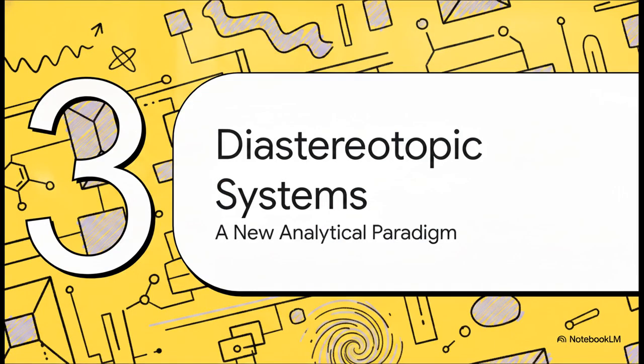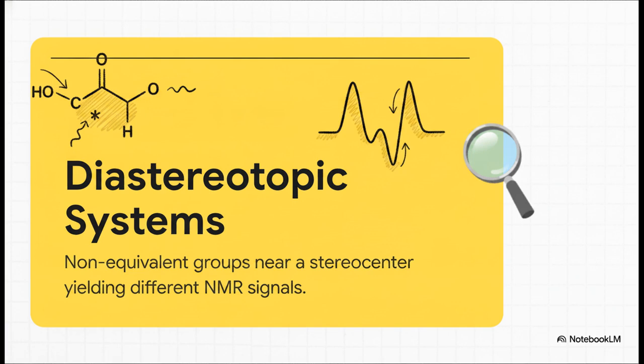Section 3. Spotting diastereotopic systems. Let's see how this creates a totally new paradigm for our spectral analysis. Well, the usual suspects for these trapped protons are diastereotopic systems. This happens when you've got 2 similar groups, like 2 hydrogens on a single methylene group, sitting on a carbon that is right next to a stereocenter. Because of that stereocenter's influence, those 2 protons are stuck in magnetically different environments. They are completely non-equivalent, meaning they'll have different chemical shifts, and get this, they will actually split each other.